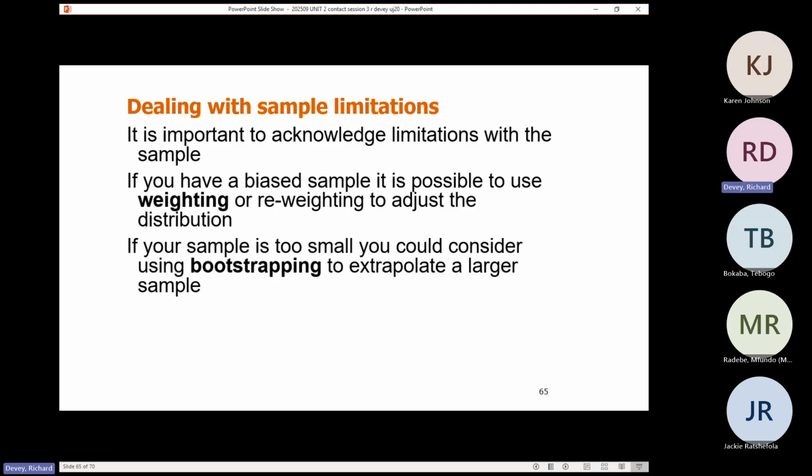If you have a biased sample, you might be able to use weighting or reweighting to adjust the distribution, or you could just say that the sample is biased and not worry about weighting. And if you have a small sample, there's a process called bootstrapping, which basically replicates samples. The other option with small samples is that there are techniques for analyzing small samples as well. So it might mean that your analysis plan changes, but there's usually a way of dealing with it.